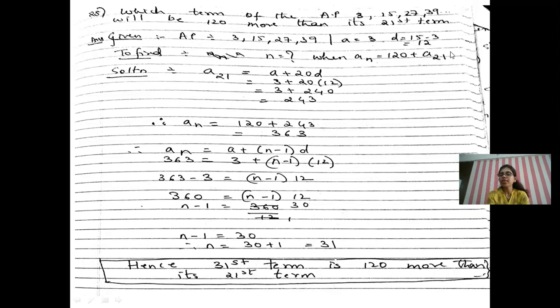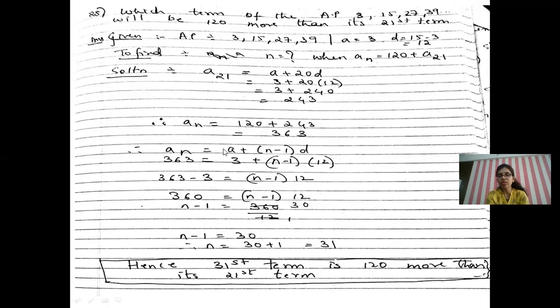The term value is 120 more than the 21st term. So first we'll find the 21st term. A21 is equal to A plus 20D. When we substitute 3 plus 20 into 12, we get 3 plus 240, that is 243. Now this is our 21st term. When we add 120 to 243, that is 363.